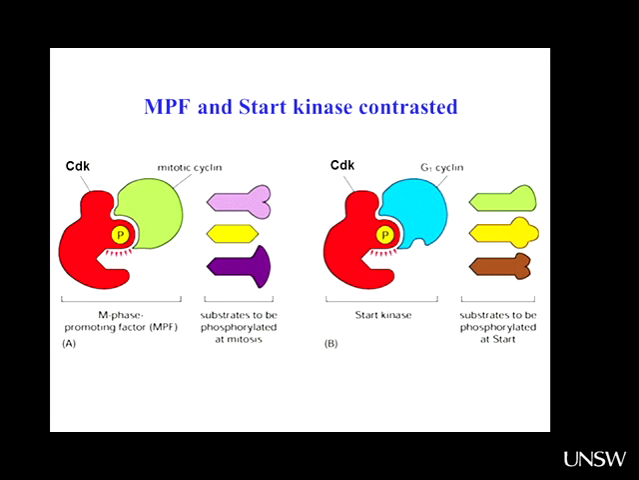So at the beginning of the cell cycle, what you need is this particular CDK to be activated to phosphorylate the proteins you need to move the cell out of the G1 phase and into the S phase of the cell cycle so that you start replicating the DNA. And that's the activity that that particular one carries out.